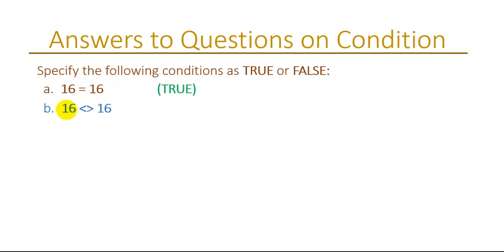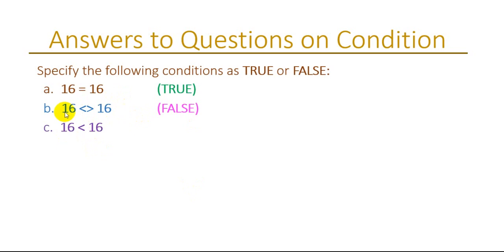The next question says the completely opposite of that. 16 is not equal to. Now this symbol that you see in the middle here is not equal to. Okay, so 16 not equal to 16. But 16 is equal. So if you say 16 not equal to 16, that's false, actually. So the result of this is false.